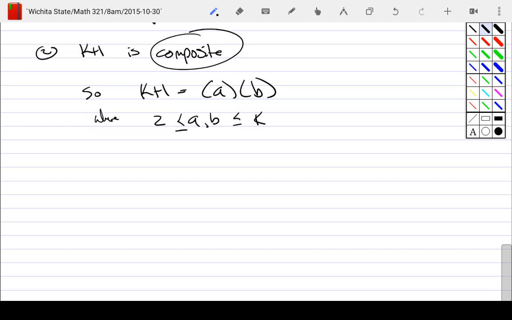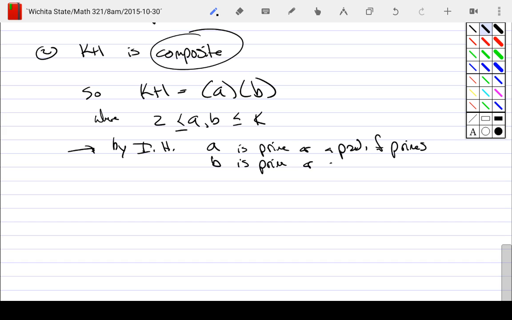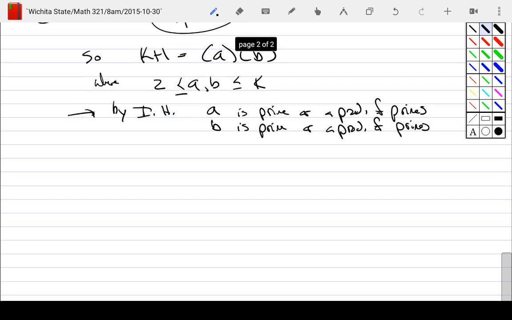So by inductive hypothesis, A is prime or a product of primes. B is prime or a product of primes. Well, wait a second, that would tell me that A times B is going to be what?